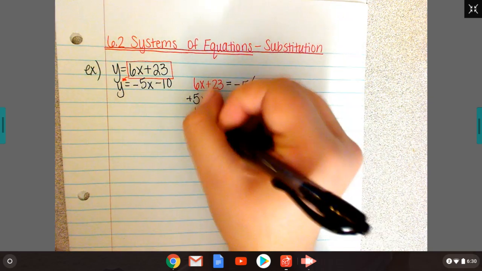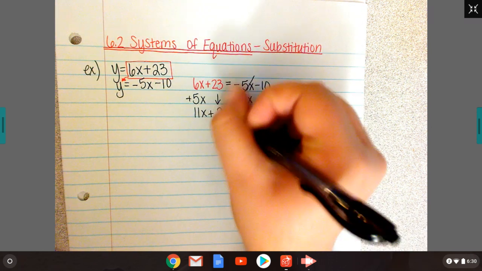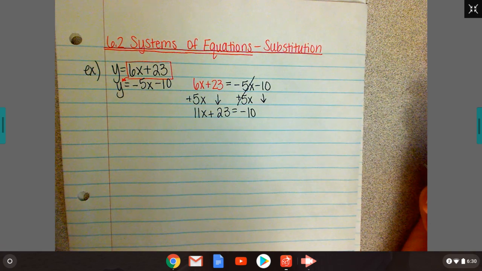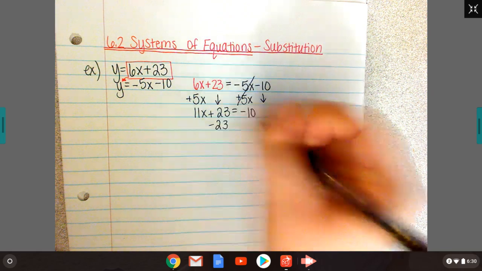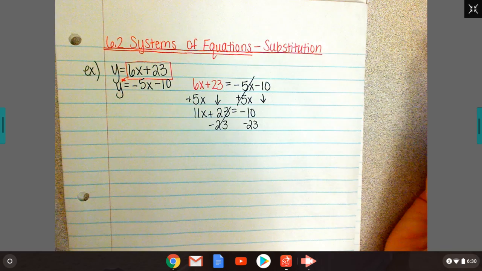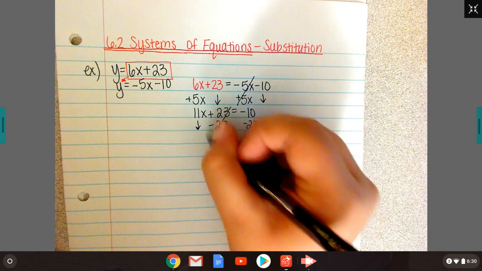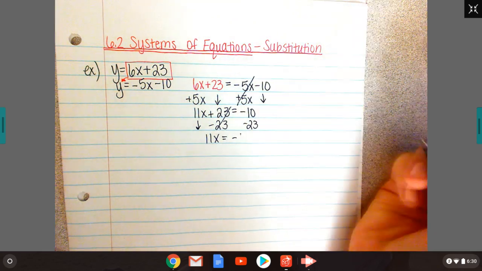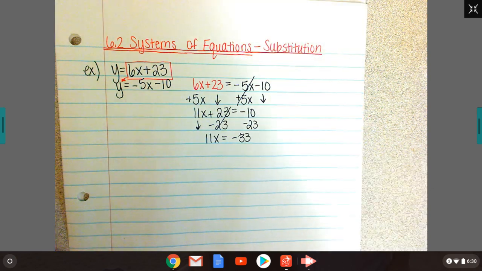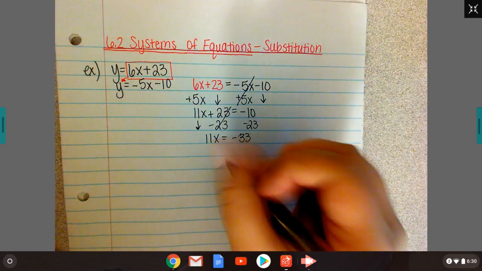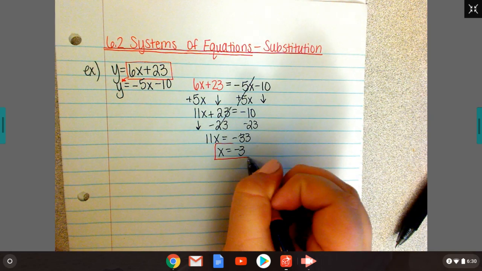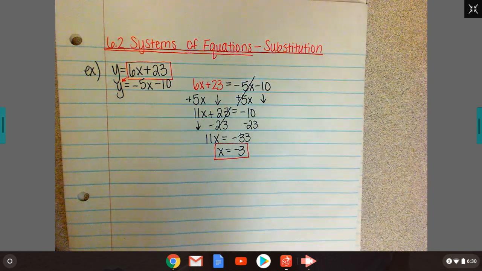Over here now, I've got 11x, and dropping down, plus 23 equals negative 10. I can move my numbers to the other side now, so move that 23 over by subtracting it. On the left, I've got 11x. On the right, I've got negative 33. Dividing both sides by 11, I've got x equals negative 3. So I've got my first of the two coordinates. And then I just have to plug that in to get the other one.